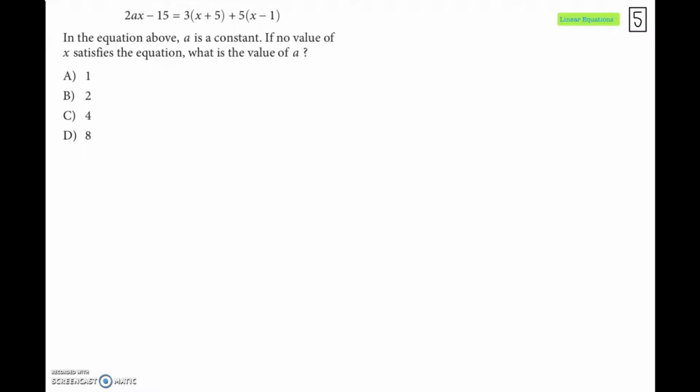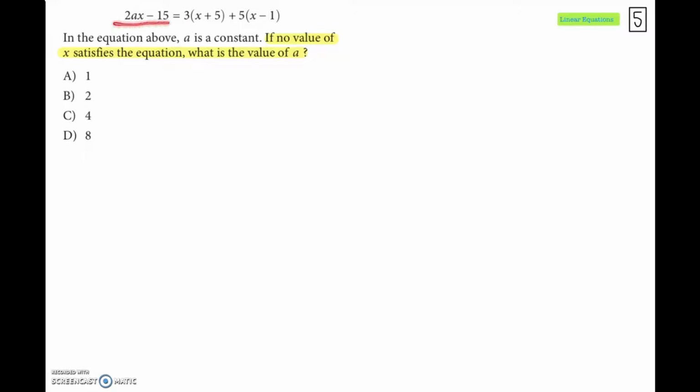Okay, here's our next question. We have this big long equation. In the equation above, A is a constant. Okay, so that just means it's a number. If no value of X satisfies the equation, what is the value of A? So this is kind of a tricky question because they're not asking you to solve for X, which would be a little bit easier, but they're saying there's this weird condition where if A is a certain number, there's going to be no solution to this equation. So what would A have to be?